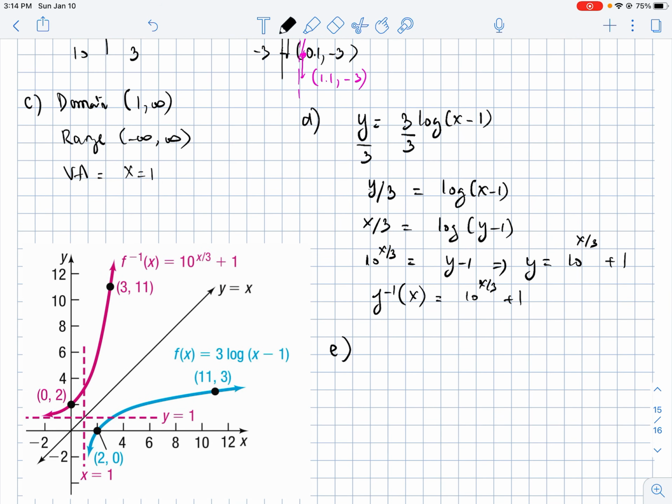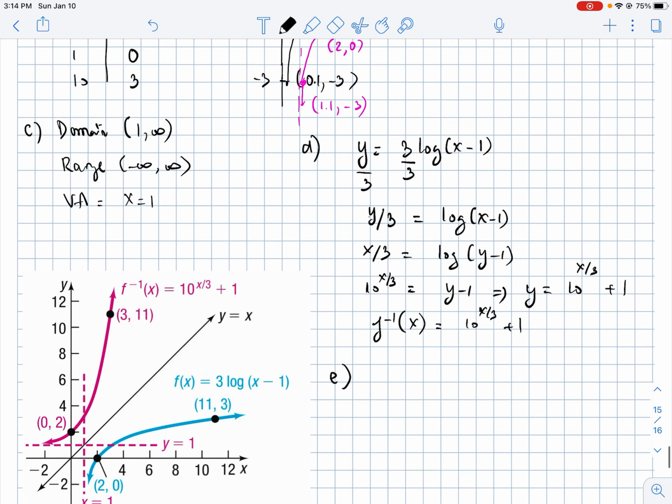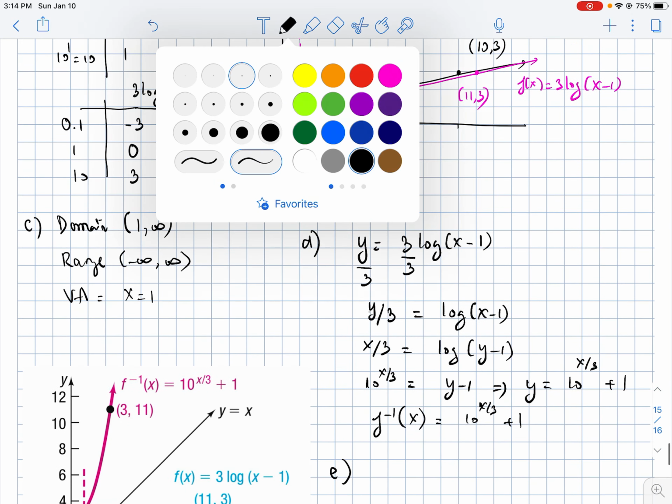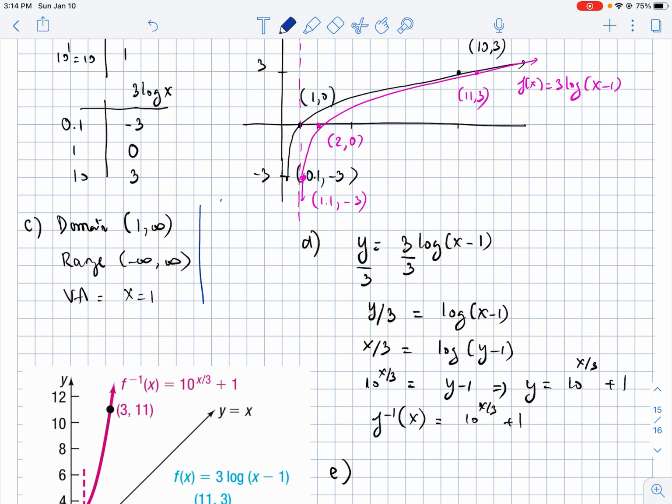In part E, we want to find the domain and the range of the f inverse, so I will go back to part C and then answer the domain and the range of the inverse. The domain of the f inverse will be the range of f. The range of the f inverse will be 1 to infinity, and the domain of the f inverse will be negative infinity to positive infinity.